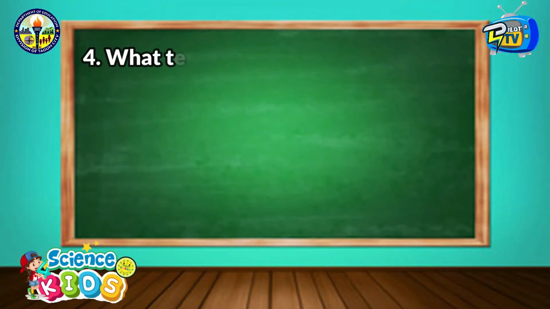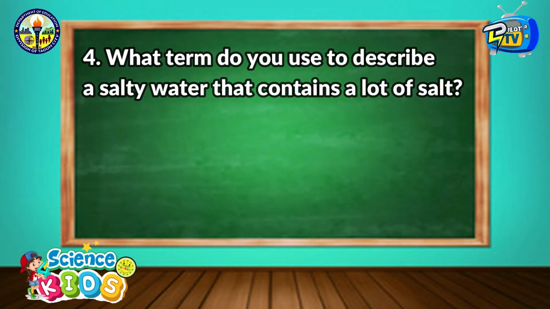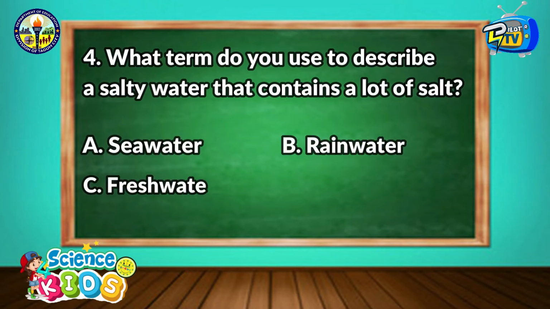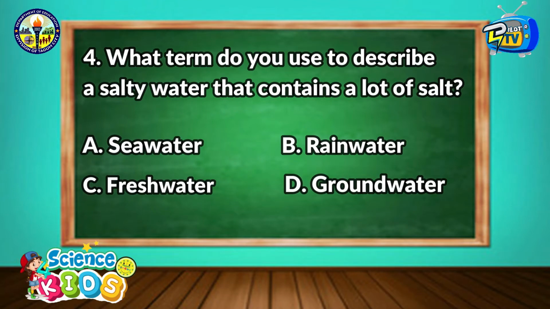Number 4. What term do you use to describe a salty water that contains a lot of salt? A. Seawater, B. Rainwater, C. Freshwater, or D. Groundwater? Timer starts now. Time is up! What is your answer? Awesome! It's letter A, seawater.